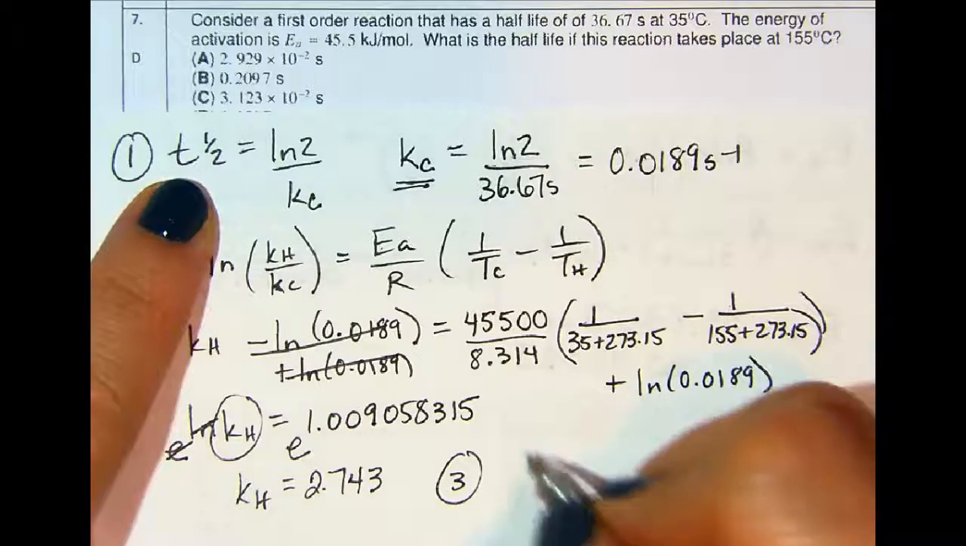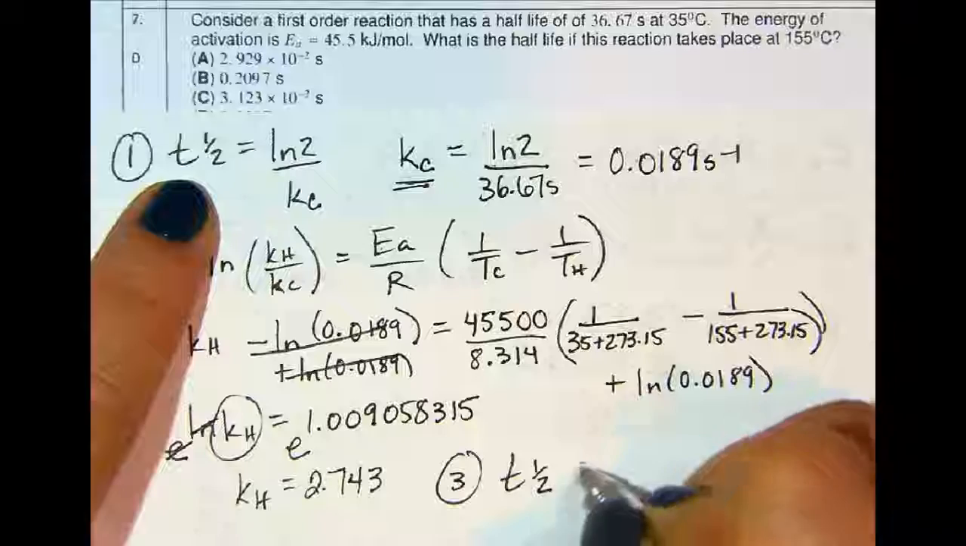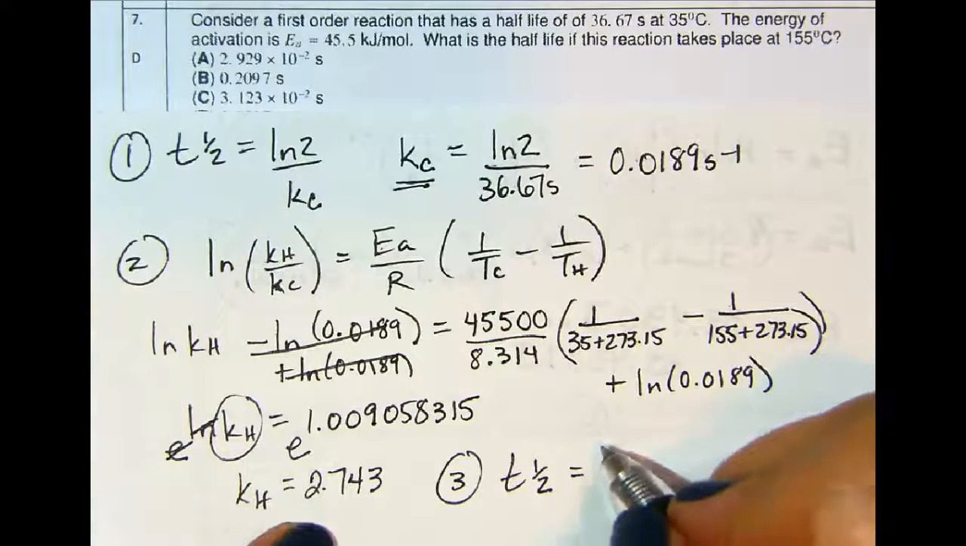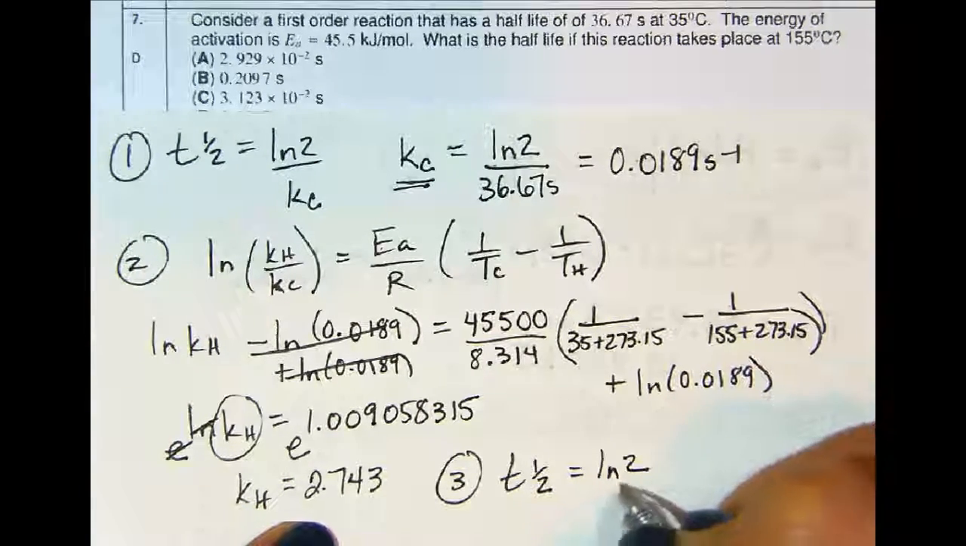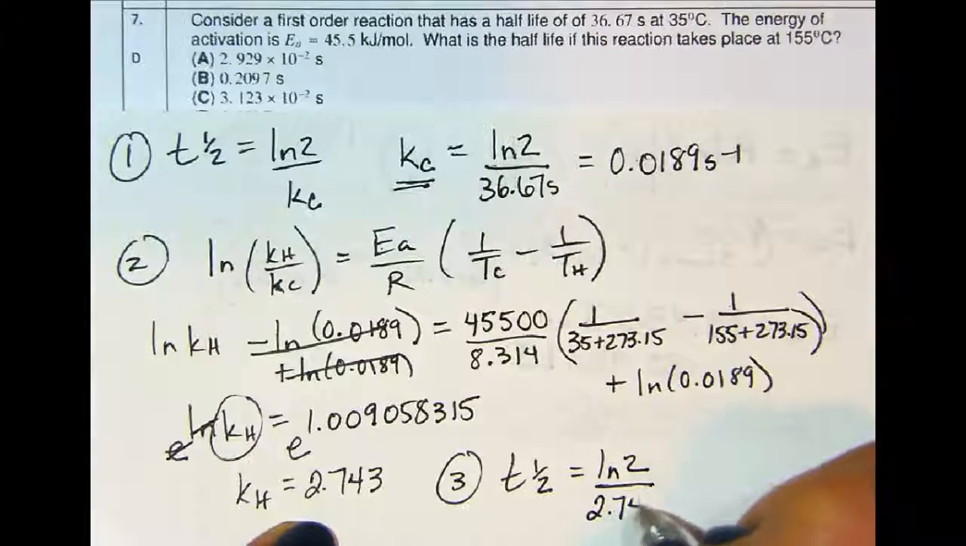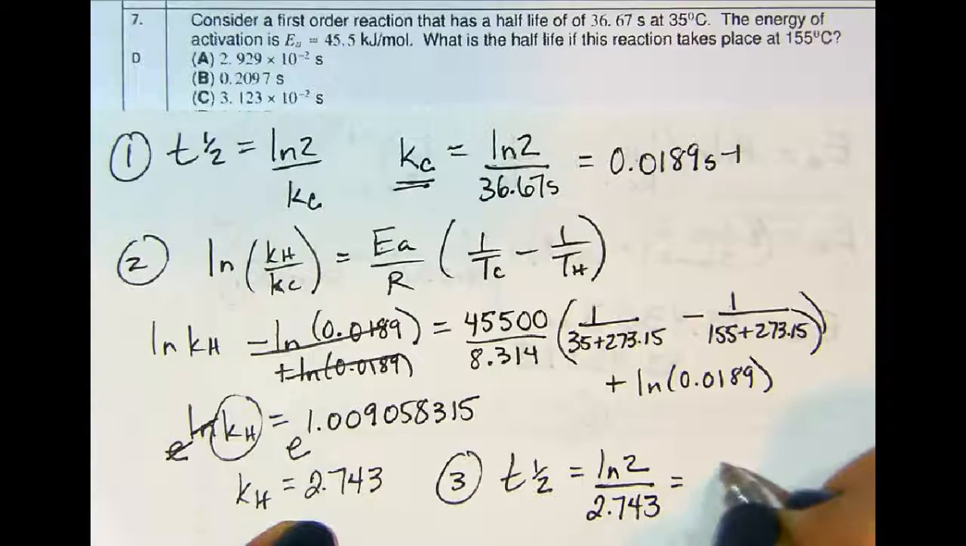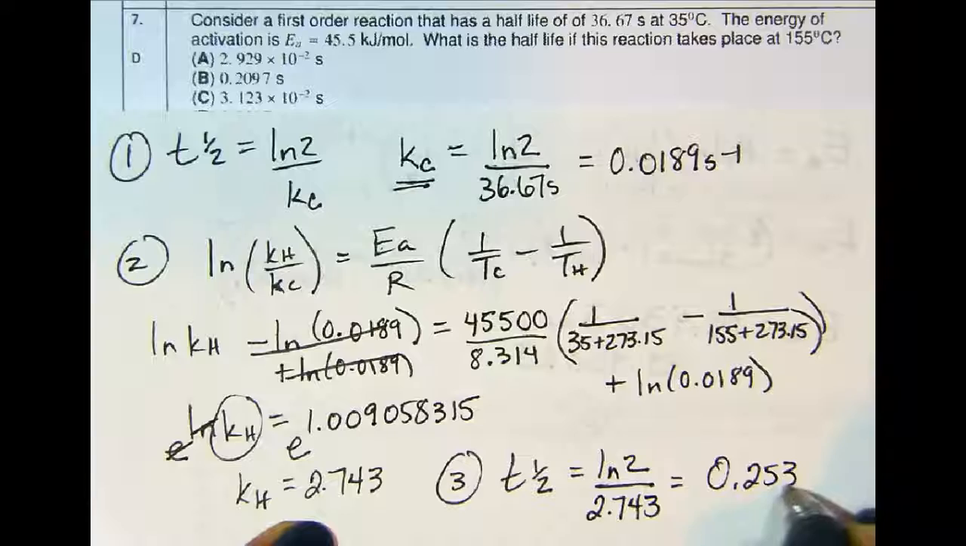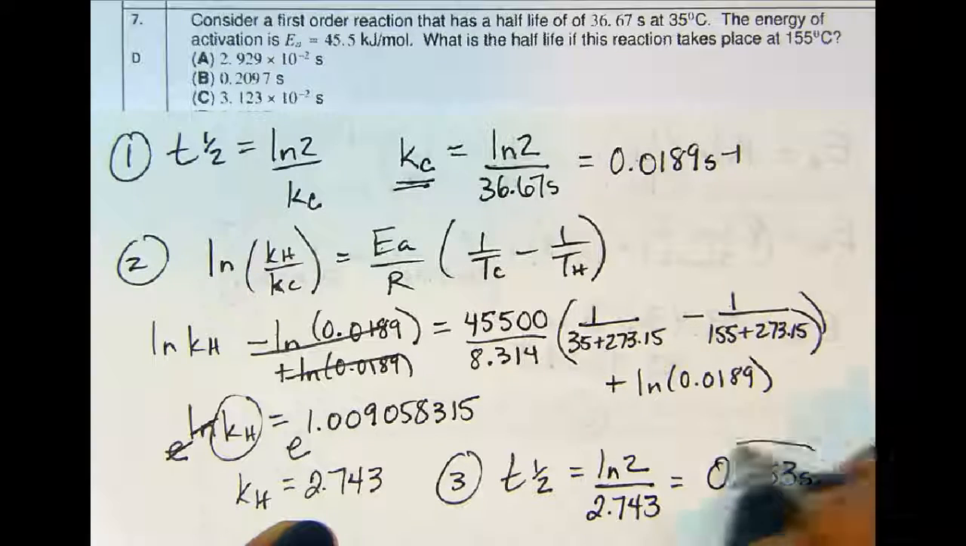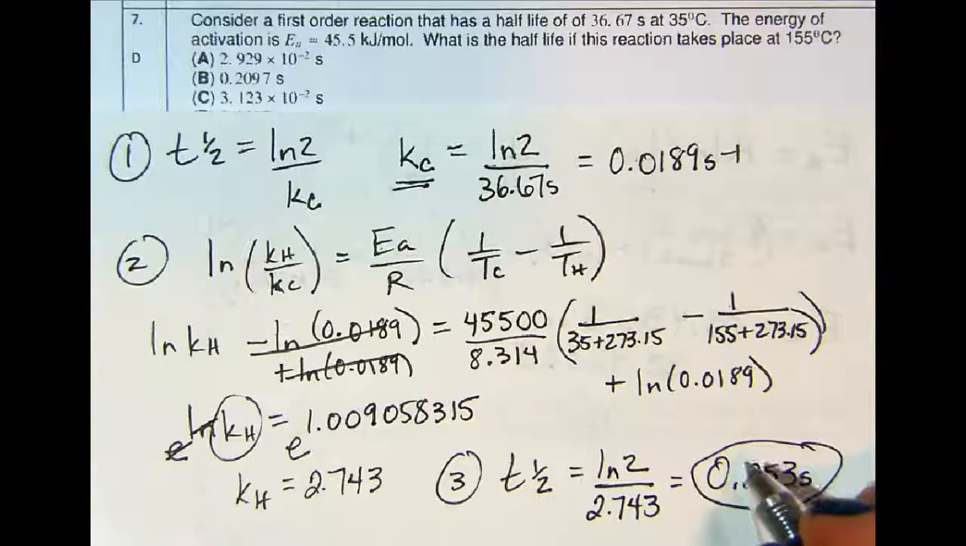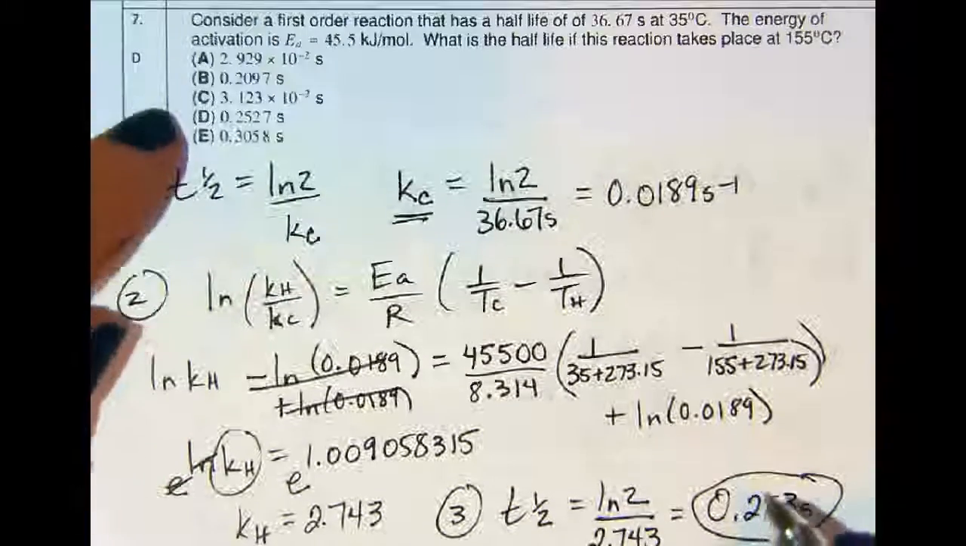So now that we have the rate constant at the higher temperature, step 3 would be to use the half-life equation one more time, and now I can figure out what is the half-life at the higher temperature by taking the natural log of 2 and dividing by 2.743, which is going to give us 0.253 seconds, which is letter D.